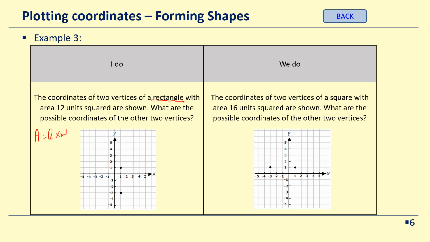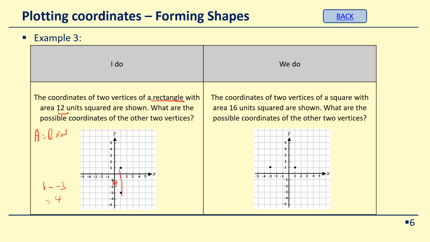This is 4. Okay, 1 take away -3 equals 4. This is 4. So it has to be 12. What do I have to multiply 4 by to get 12? Well, I have to multiply it by 3.